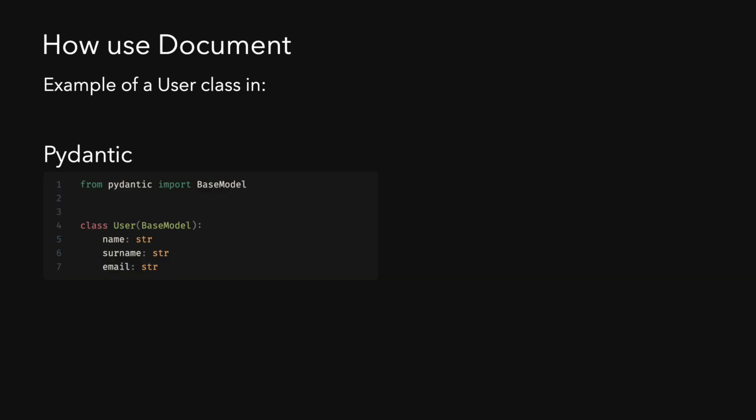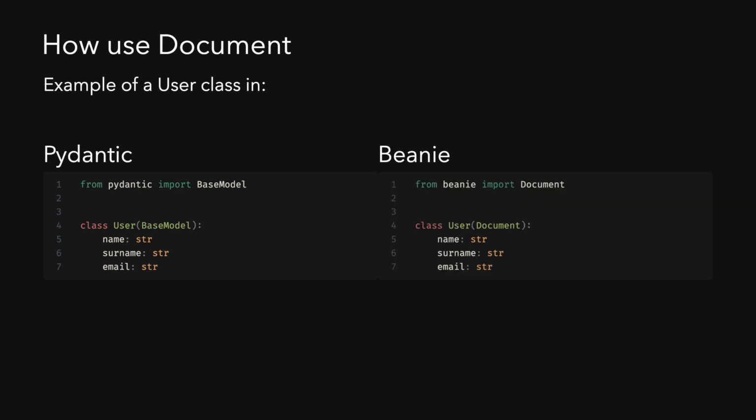Okay, how to use this document? And of course, the example will be the user class. In Pydantic, we write some code like that, and we have a class User that has name, surname, and email. And for Beanie, it's very easy to do the same. But if you run this code, and the code before, you will see an error.